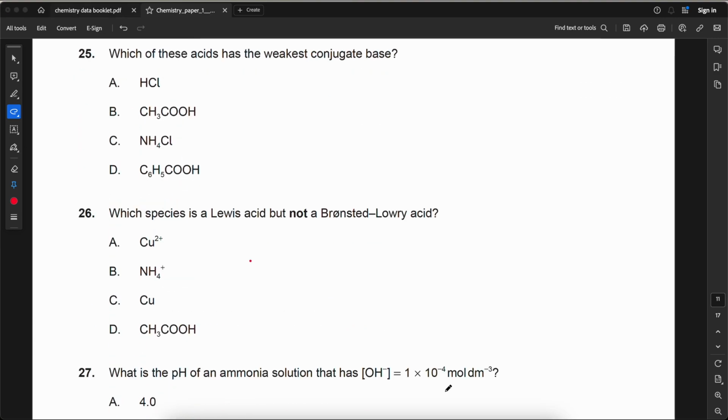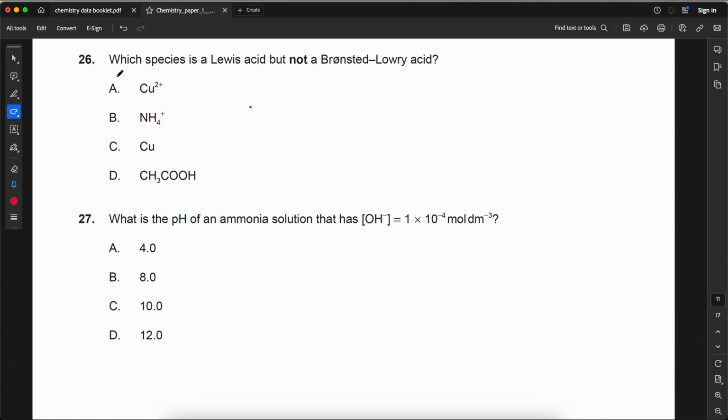Which of these acids has the weakest conjugate base? The answer is HCl. Because HCl is a strong acid, it will completely dissociate. So it will produce the weakest conjugate base, because when the strong acid dissociates, the conjugate base cannot form back the acid. But oppositely, if it's a weak acid that partially dissociates, the conjugate base will be strong because it is able to produce back the acid. Therefore, the answer is HCl.